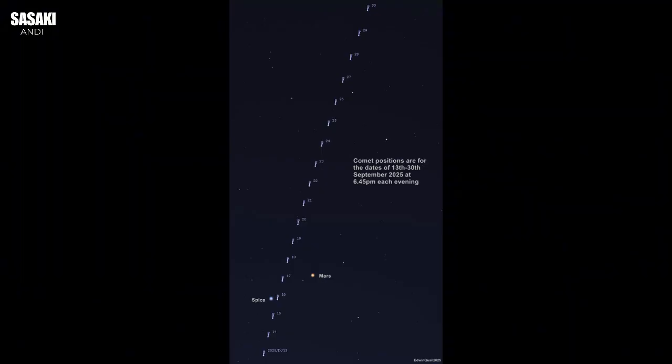Right, SWAN 25B. It's a non-periodic comet, and the big news is, you can actually see it now. It's creating a lot of buzz among stargazers. And for good reason. It's quite a rare opportunity, really. A little window into the solar system's past.